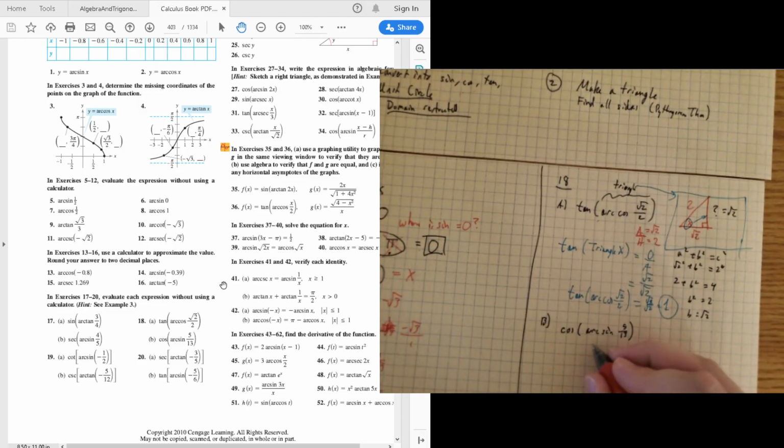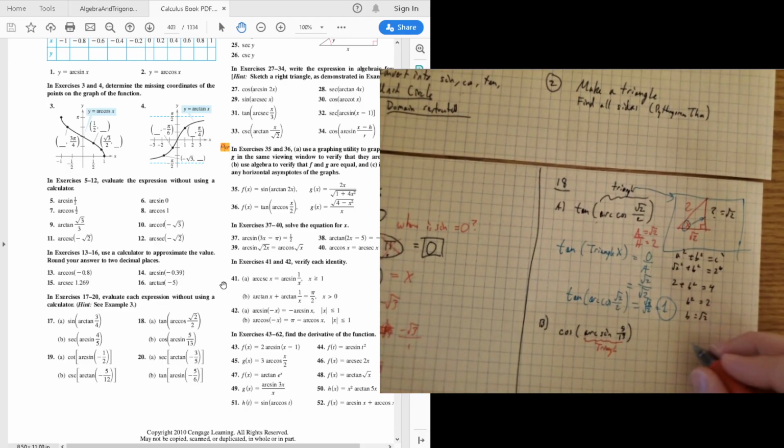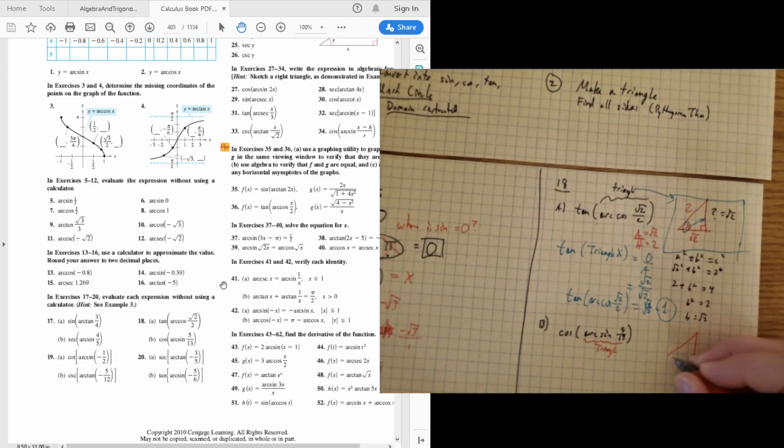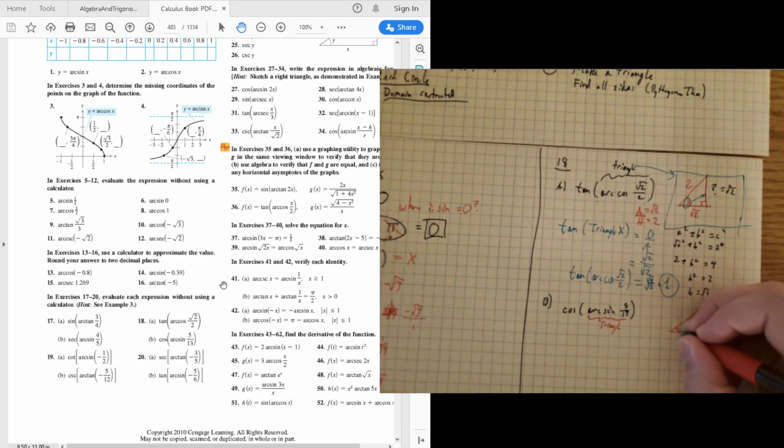Remember, the inner piece tells you to make a triangle. We're going to make a triangle with these properties. When you make a triangle, you can make any triangle you want. It doesn't have to be to scale or anything, because remember, this is all just scratch work. And so here's my angle, x.